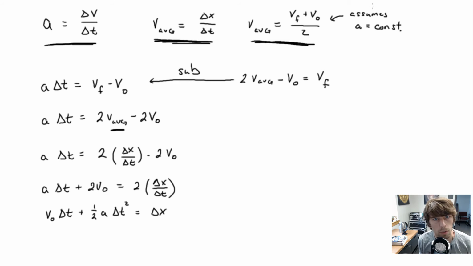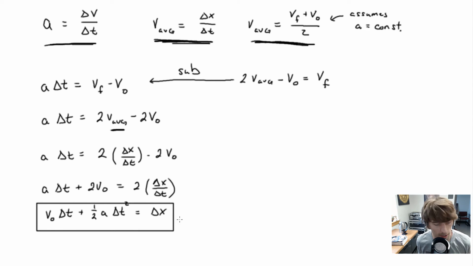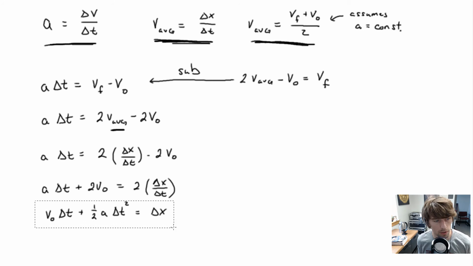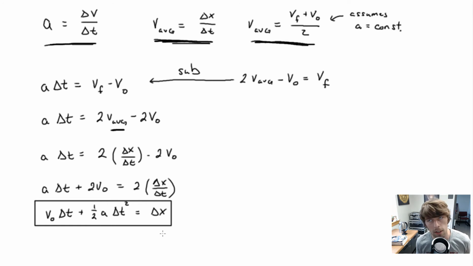And this is one of the kinematic equations that you'll often see in a textbook. Change in position equals v naught delta t plus 1/2 a t squared. Okay. So there's one of them.